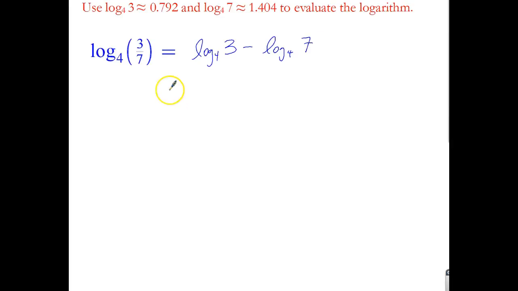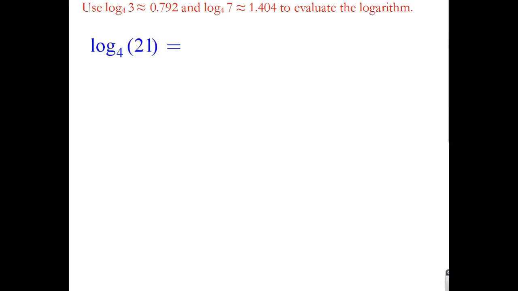So then what we can do here is we can say then it's 0.792, and we're going to subtract 1.404, and we're going to end up with -0.612. Okay. Practice again. All right, we got log base 4 of 21.